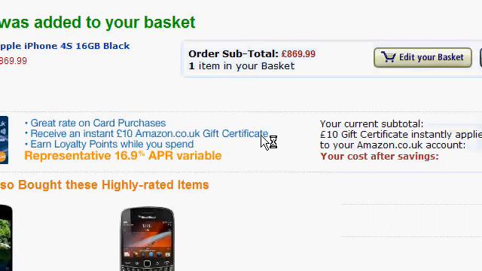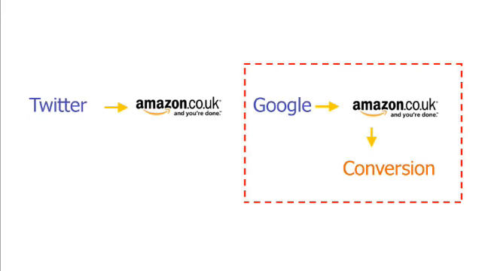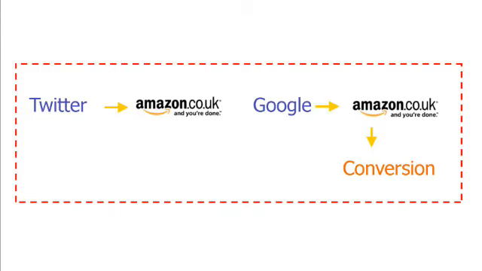Now previously we'd have known nothing about the role of Twitter in making that sale. All we'd have known was this final part of the customer journey. What multi-channel funnels gives us is information on the full 30 days of interactions that that visitor has made with your site prior to any purchase. So we see the full 30 days.